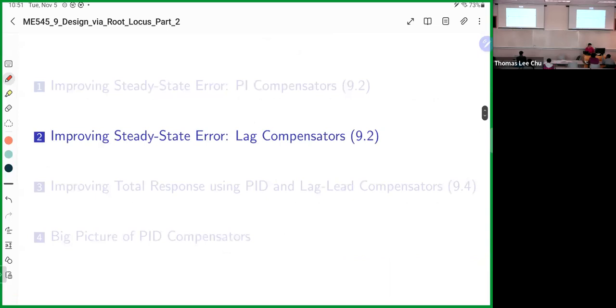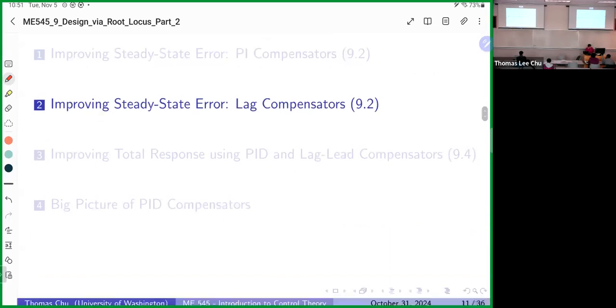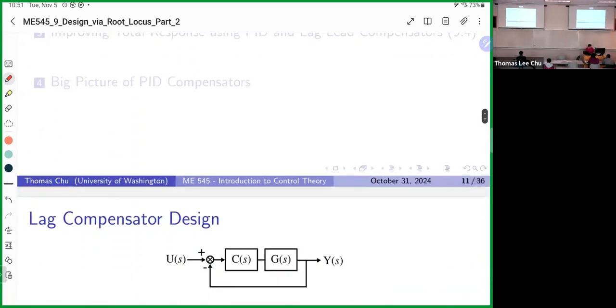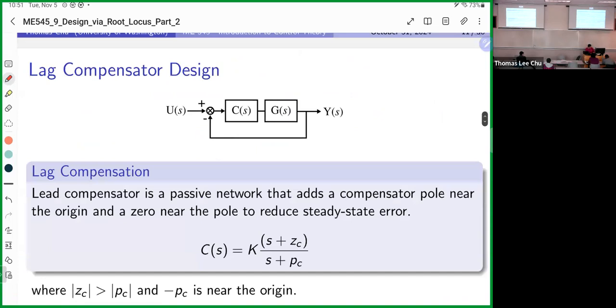So now we can talk about lag compensators. Lag compensators are actually very similar in structure to lead compensator design here. I actually have this corrected in the notes, where I do have it saying lag compensator. A lag compensator is a passive network that adds a compensator pole near the origin and a zero near the pole to reduce steady state error.